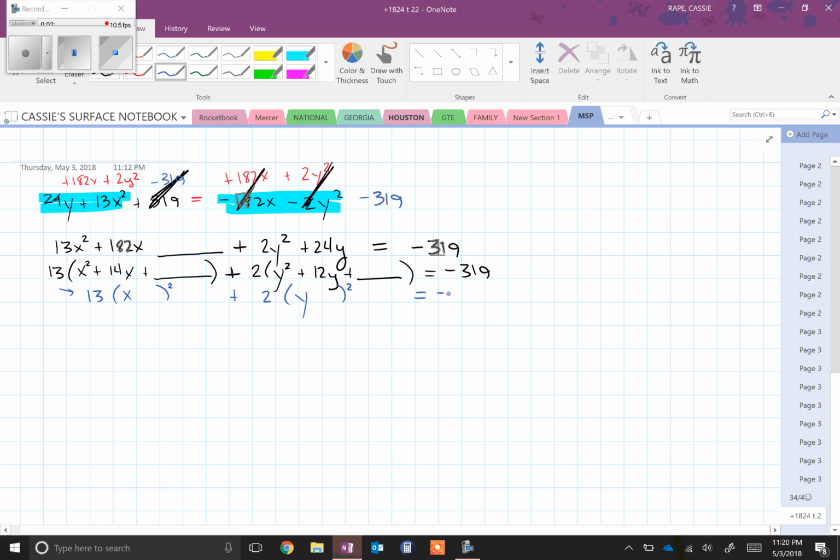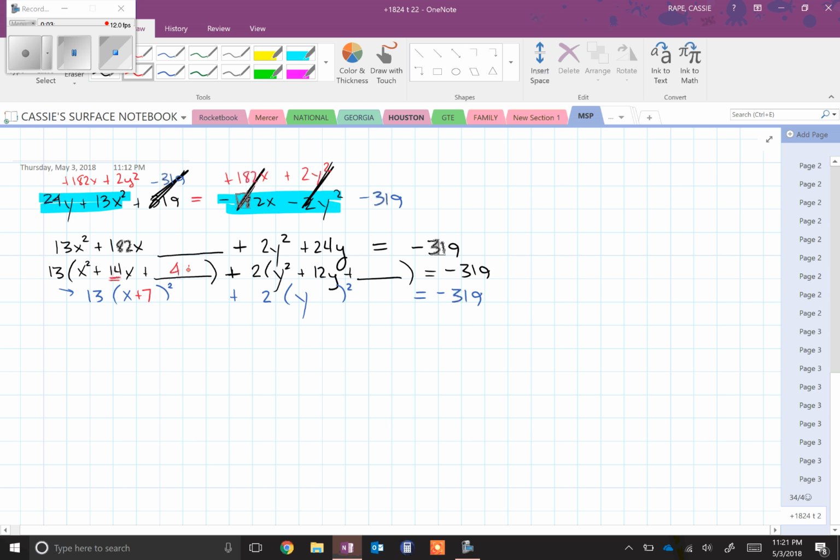Now, here's how you figure that out. The first thing you do is you half that number. Half of 14 is 7, so that's going to be x plus 7. Then you take that 7. The reason you left that blank right there is you need to square that. 7 squared is 49. Okay?